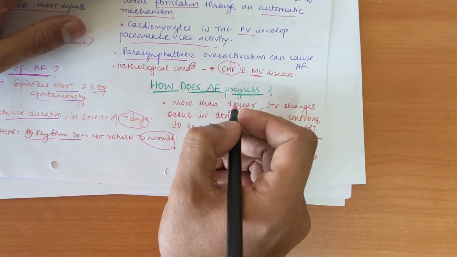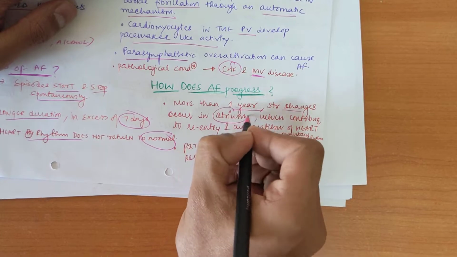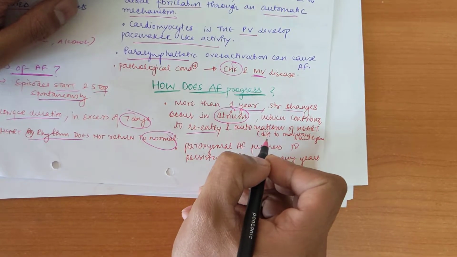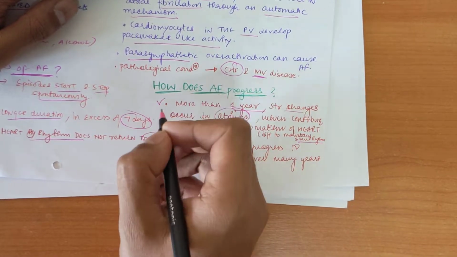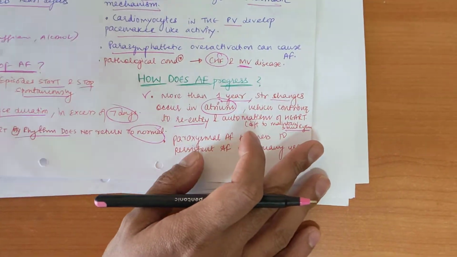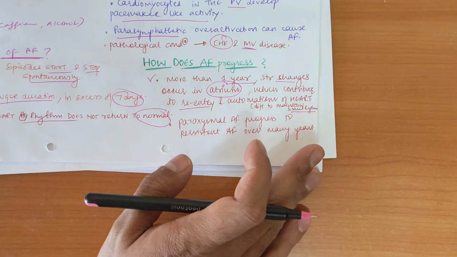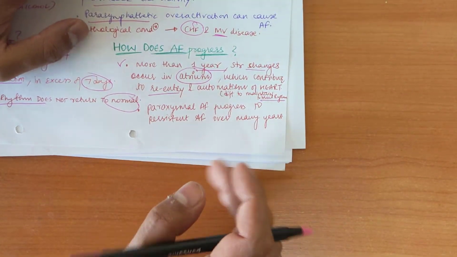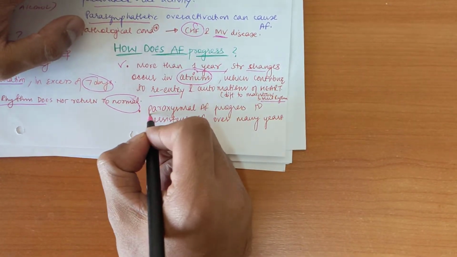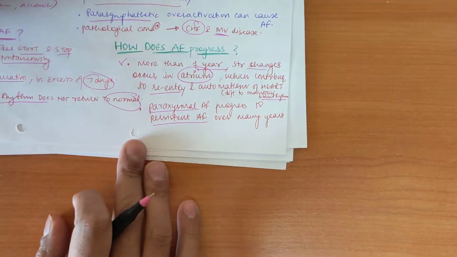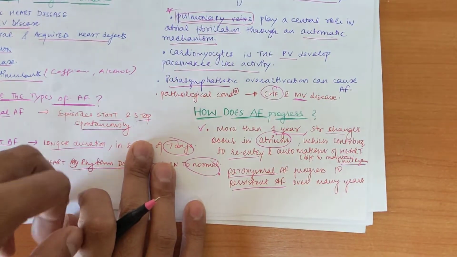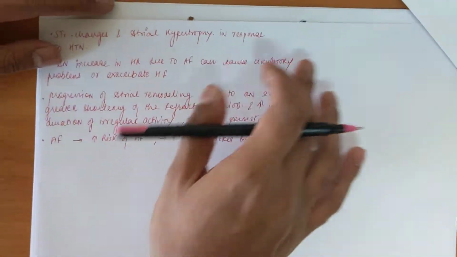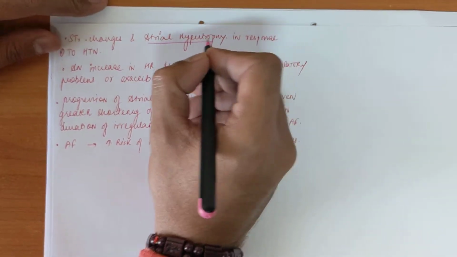Now, how does AF progress? After more than 1 year, structural changes occur in the atrium, which contribute to re-entry and automaticity of the heart and make it difficult to maintain sinus rhythm. So above 1 year, there is very little chance of returning to the normal state, because of the structural changes in the atrium. Paroxysmal AF progresses to persistent over many years. Paroxysmal, as I told you, starts and stops, but if it goes on for many years, it becomes persistent.